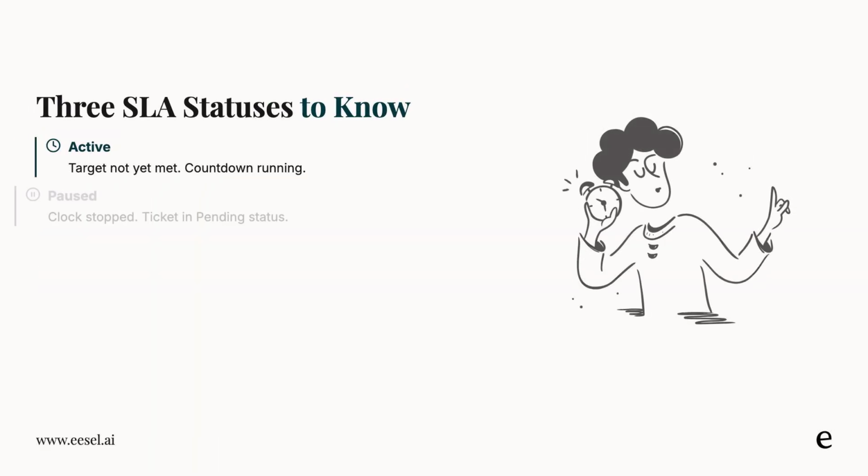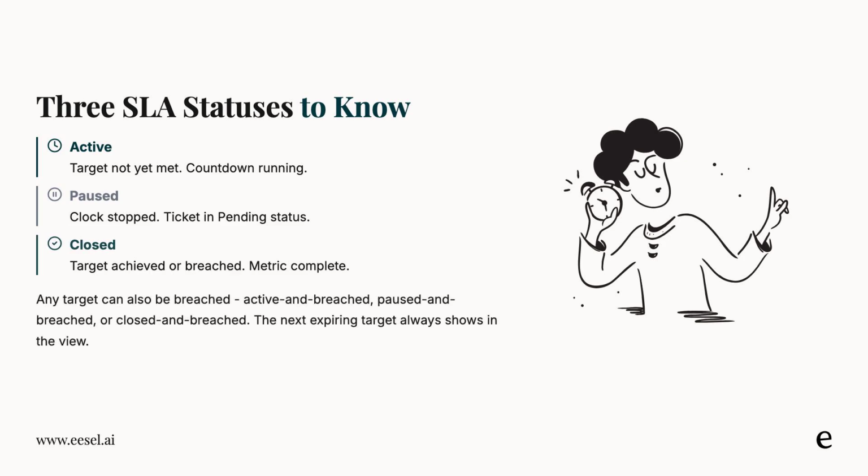Before you configure anything, you need to understand the 3 SLA statuses Zendesk tracks. Active means the clock is running and the target hasn't been met yet. Paused means the clock stopped while the ticket sits in pending. And closed means the metric has been completed, hit, or missed. Any of those 3 can also be breached, making 6 states in total.